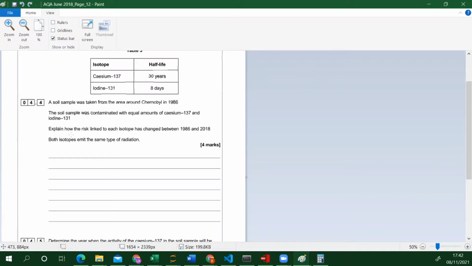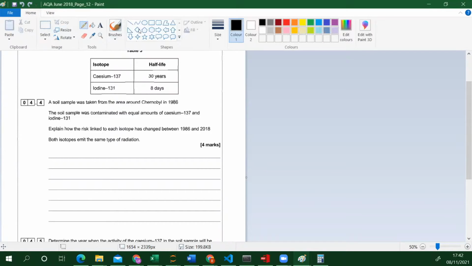Explain how the risk linked to each isotope has changed between 1986 and 2018. Both isotopes emit the same type of radiation. So obviously, based on their half-lives, they're so different. Let me put my pen thicker so you can see it. Iodine has got a really short half-life. So the risk associated with iodine-131 has decreased, because many half-lives have passed.